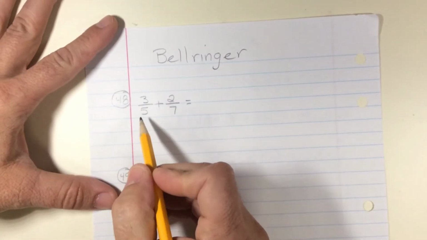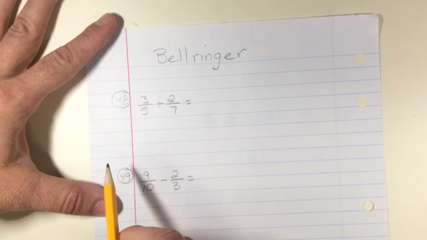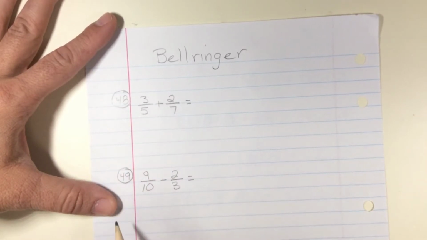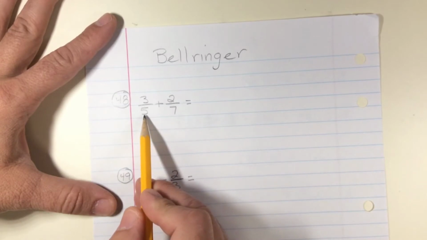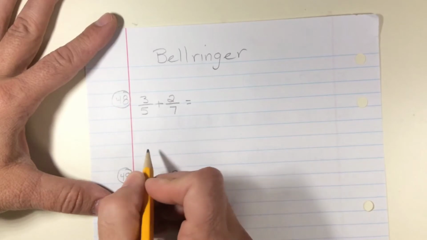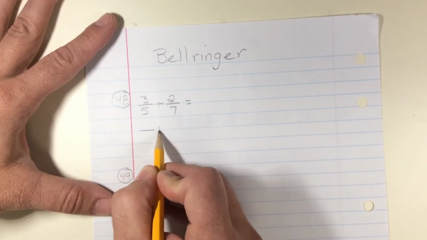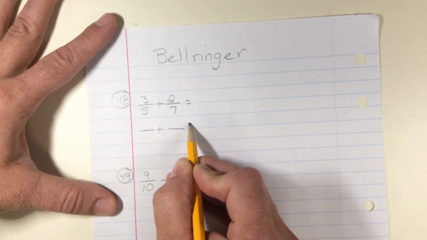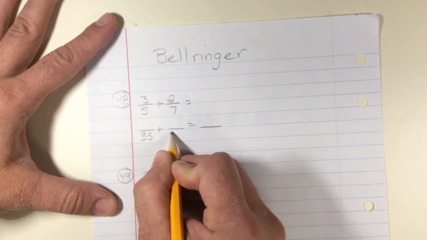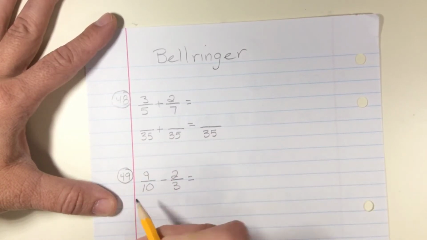Okay, for the bell ringer, we've got first on number 48, adding fractions. You remember, hopefully, from fourth grade, that you need common denominators when you add fractions. So this denominator is a 5, this denominator is a 7. So a common denominator here could be 35. So I'm going to change these into a 35 denominator. And it's a common denominator all the way through, even to the answer. So I write 35 as my common denominator.